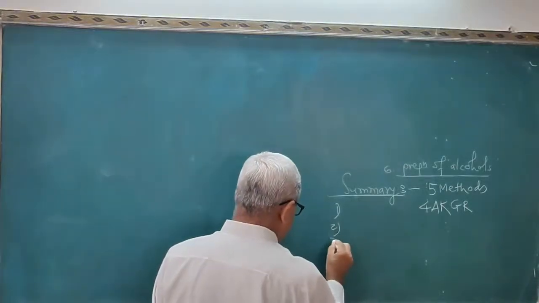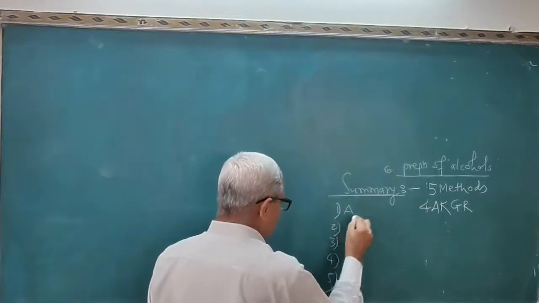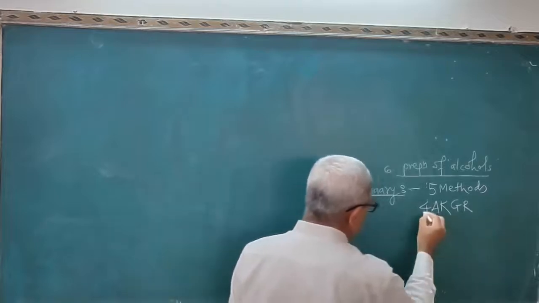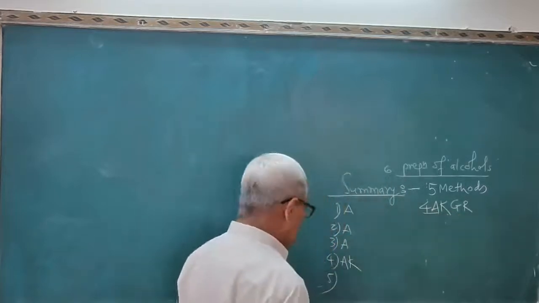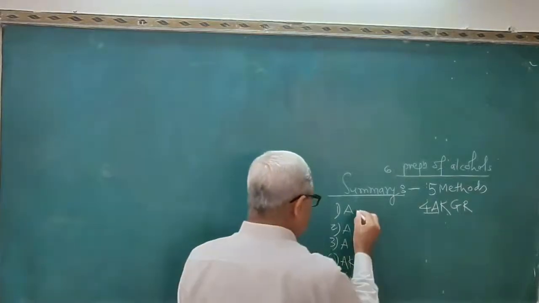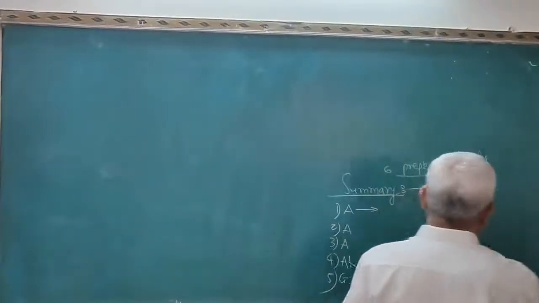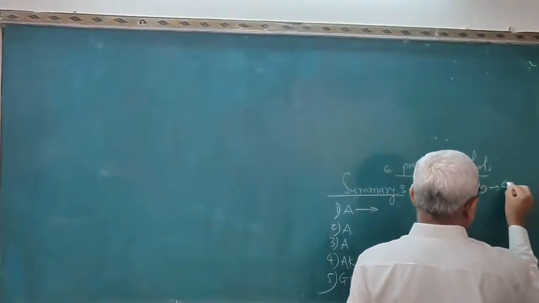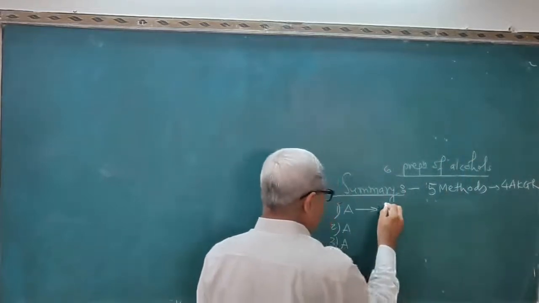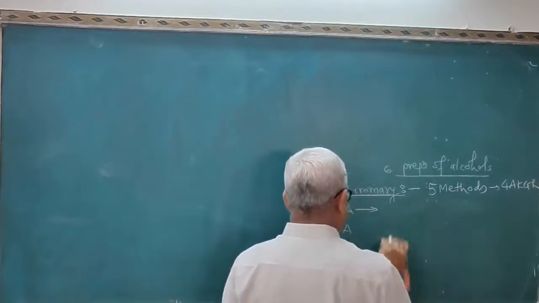So I will write here the 5 methods. Write down here the 4 times A, and this is K, and write here GR. Now I will explain the term 4-AKGR. The first method is from alkyl halides, by using alkyl halides.